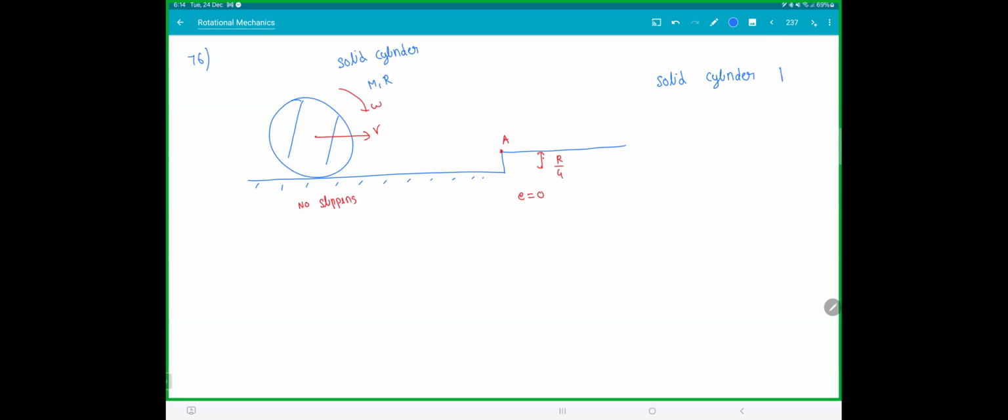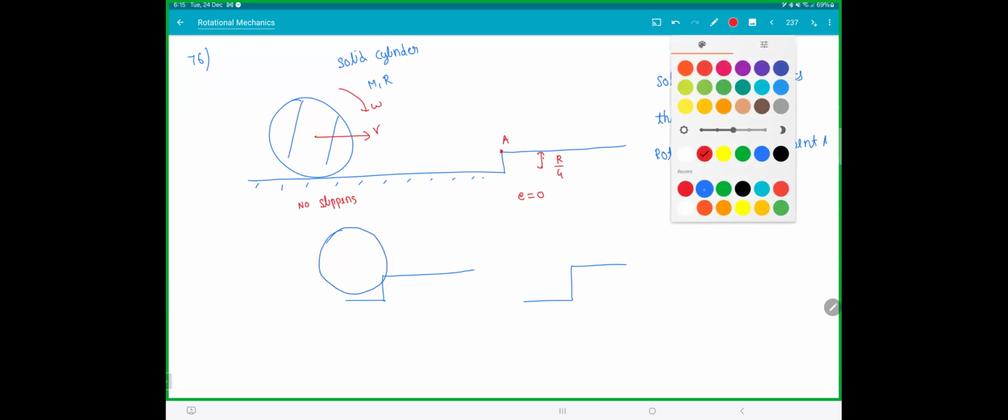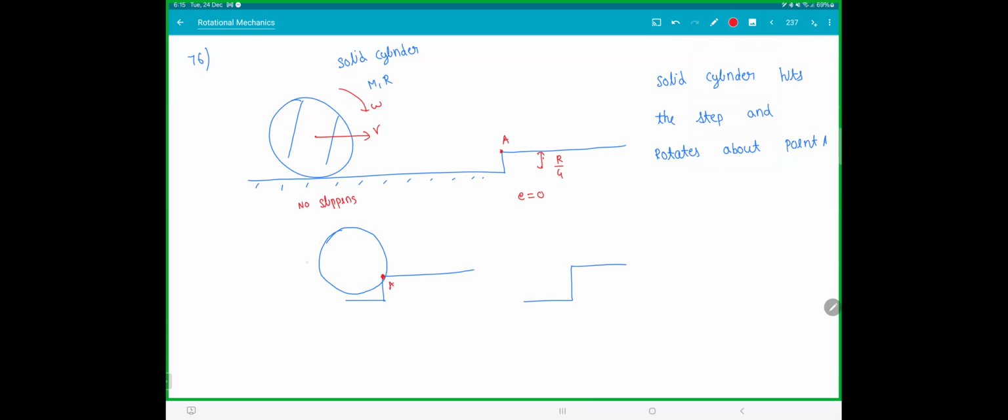The solid cylinder hits the step and rotates about point A. Meaning the diagram would look like this. Something like this. So this point got stuck here. So this thing will be like a hinge. The whole thing is rotating like this. And finally, I want it to climb the step.